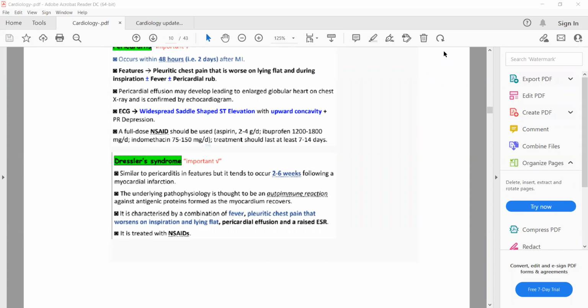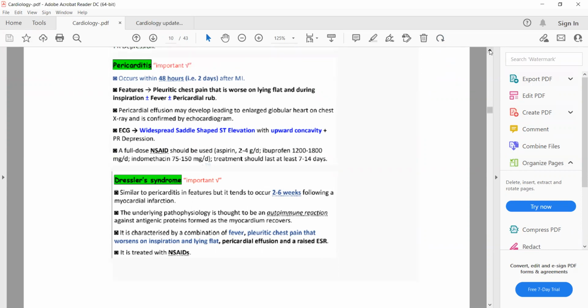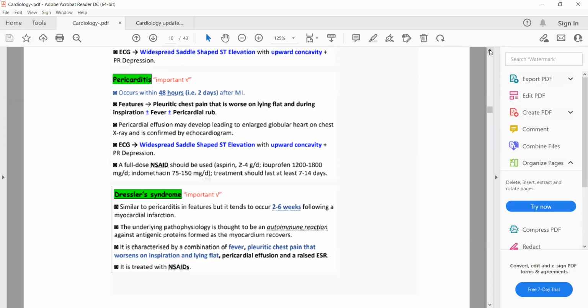So we were discussing the difference between pericarditis that is caused by Dressler syndrome, and pericarditis that is developed due to inflammation of the pericardium within 48 hours or 72 hours after MI. The presenting features, X-ray finding and ECG finding and management of both the conditions are the same.